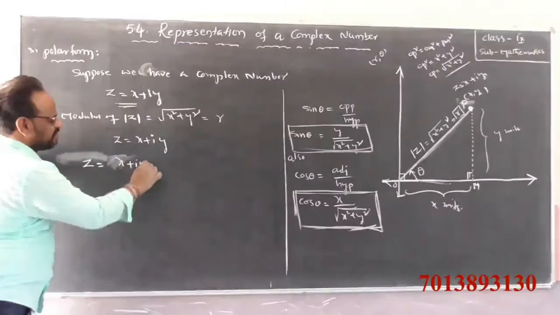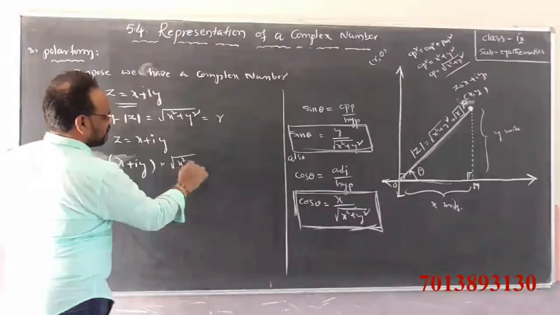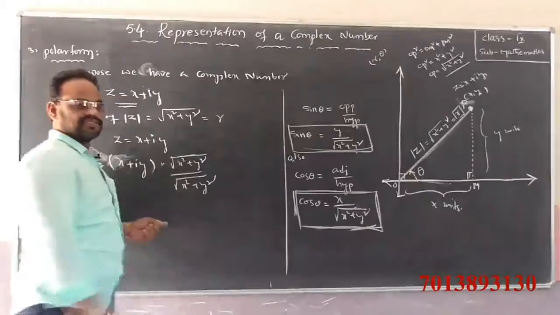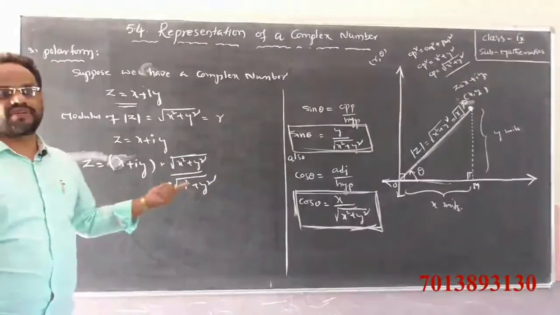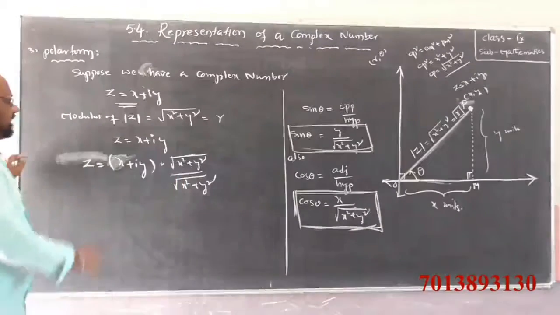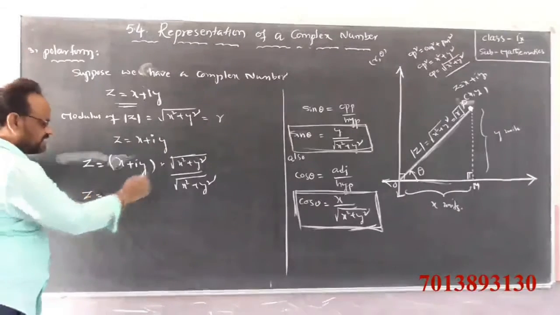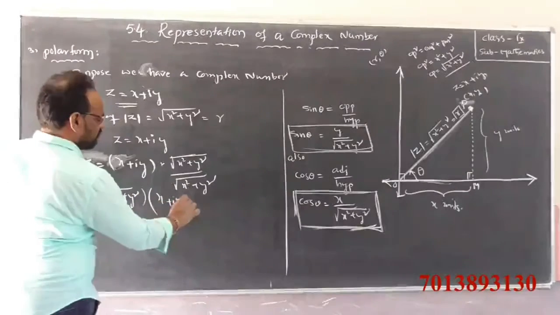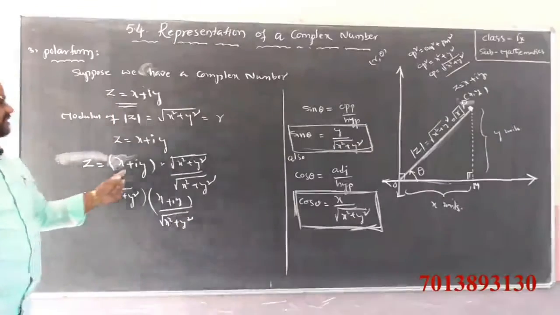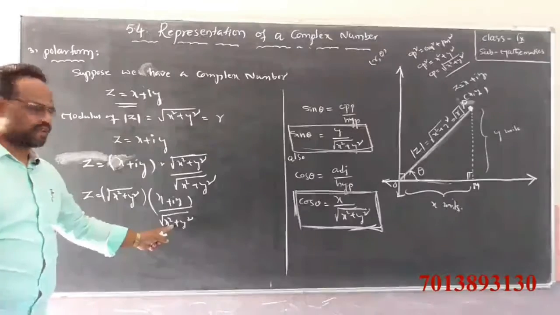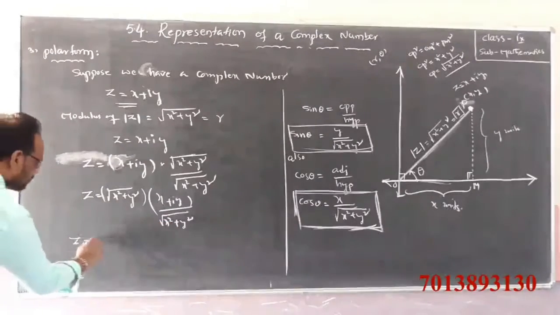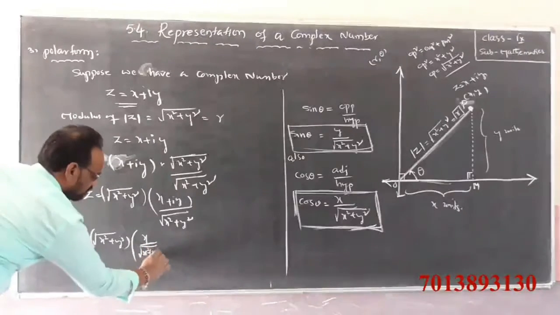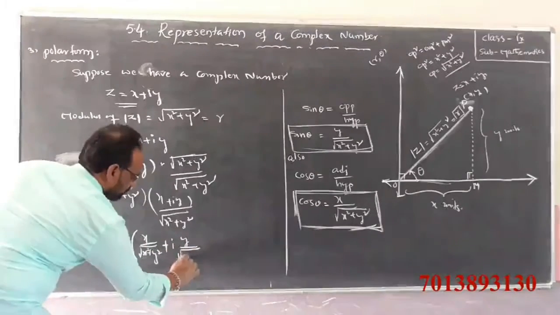So x plus iy into 1 is nothing but square root of x square plus y square by square root of x square plus y square, which cancel and give 1, the multiplicative identity. So z is equal to x plus iy. This can be written as z is equal to square root of x square plus y square into x plus iy by square root of x square plus y square. If you separate the denominator, z is equal to square root of x square plus y square into x by square root of x square plus y square plus iota times y by square root of x square plus y square.